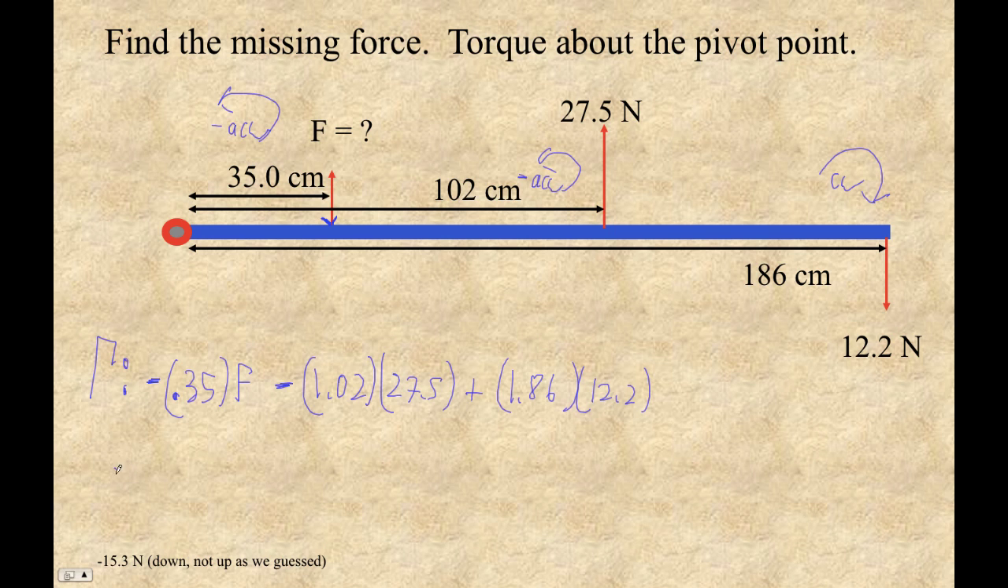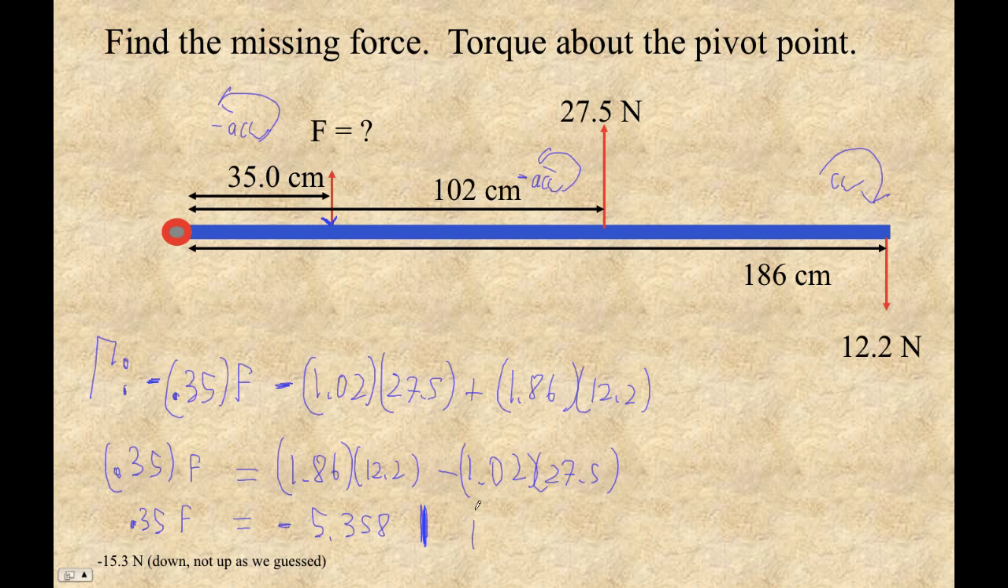So now in the next step, I'm gonna say 0.35 times F equals 1.86 times 12.2 minus 1.02 times 27.5. All right, here we are. Are we ready for this? So I'm gonna do this number here. I'm gonna go 1.86 times 12.2. You gotta do careful math. All right, minus 1.02 times 27.5. And I get 0.35F equals negative 5.358. So therefore, F equals, so I'm gonna divide by 0.35. F equals negative 15.3 newtons.